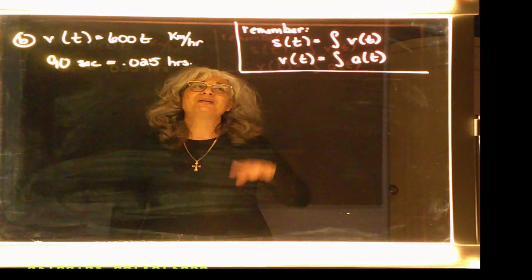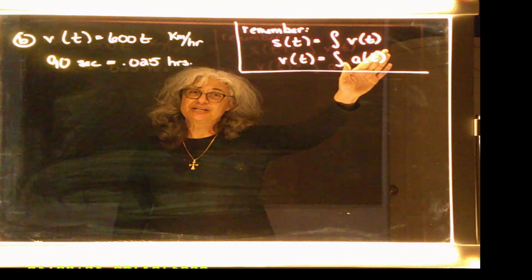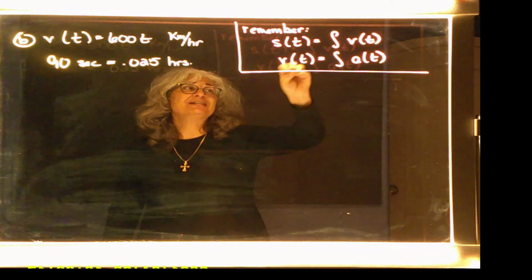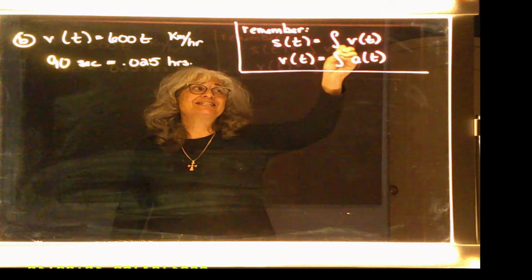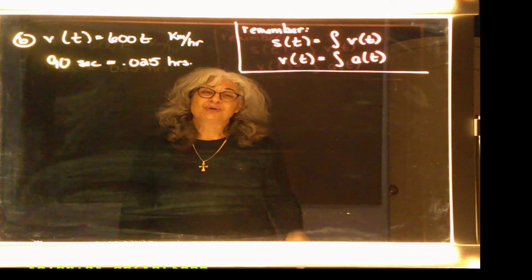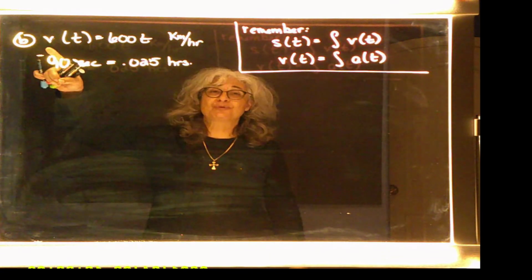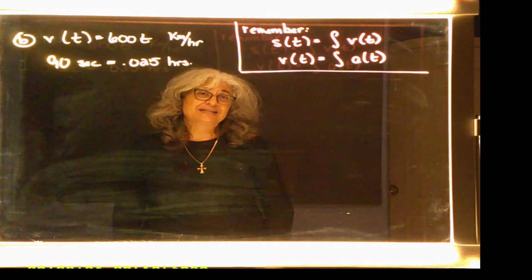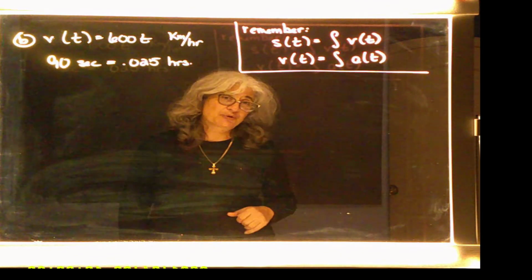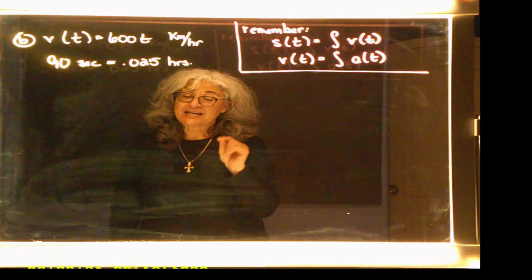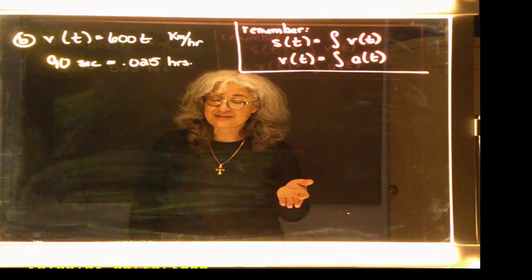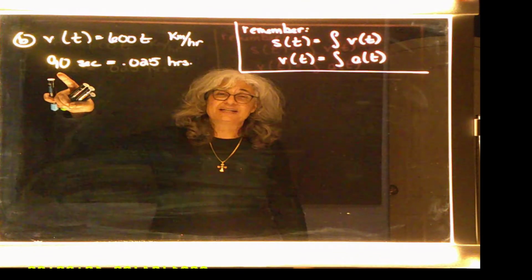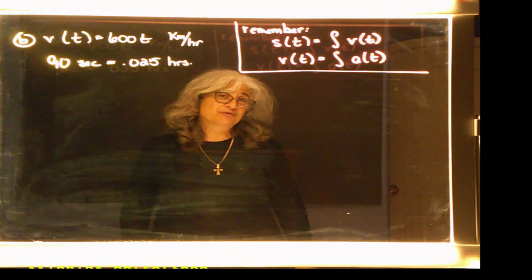Here's part B. Remember, it's still here. The location, how far they went, we find it by taking the integral of the velocity. Well, in part A, we found the velocity. So I wrote it up here again. The velocity with respect to time is 600t. Its units were in kilometers per hour. In part B, they want to know how far the cyclist has traveled after 90 seconds. Gratefully, we already figured out the 90 seconds was 0.025 hours.